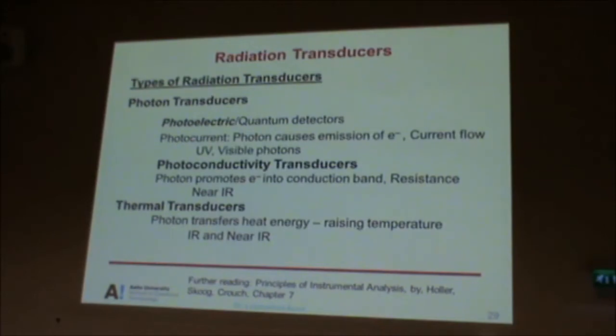In the case of photocurrent, the higher the photon incidence, the more will be the current flow. And in the case of the photoconductivity transducer, it's the same. The higher the photon incident on the detector, the more will be the conductivity.